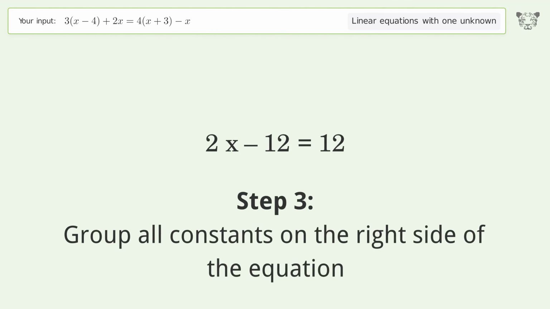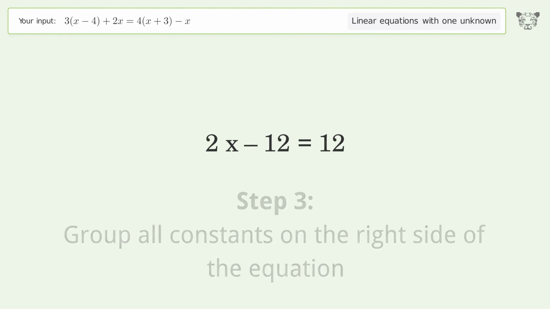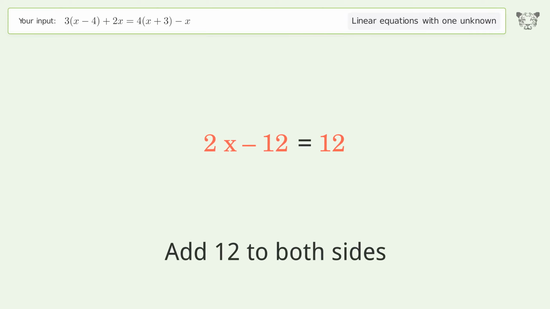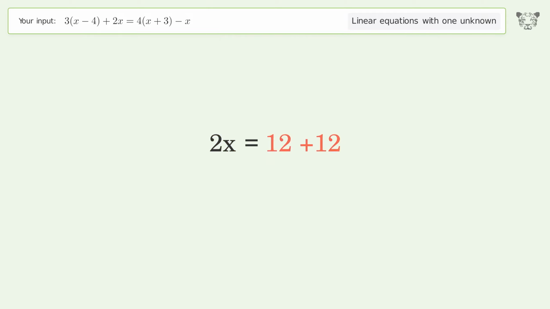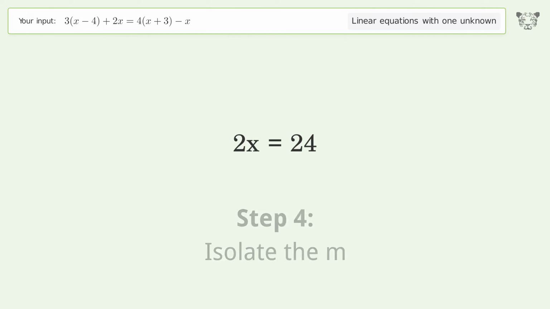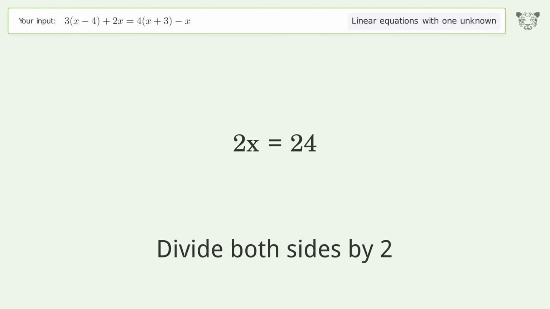Group all constants on the right side of the equation. Add 12 to both sides. Simplify the arithmetic. Isolate the m. Divide both sides by 2.